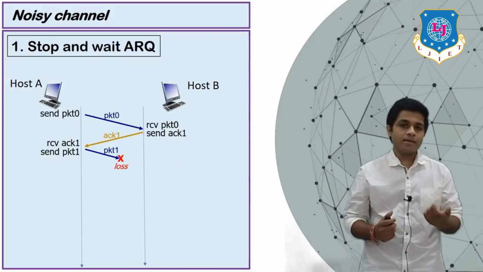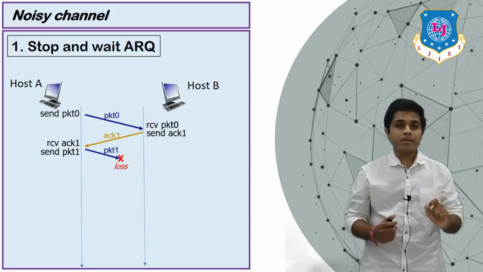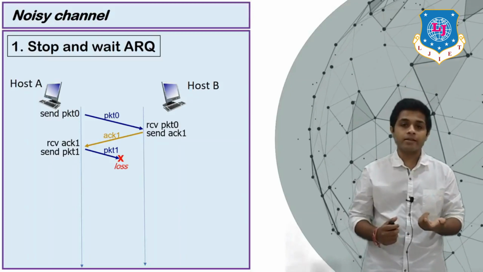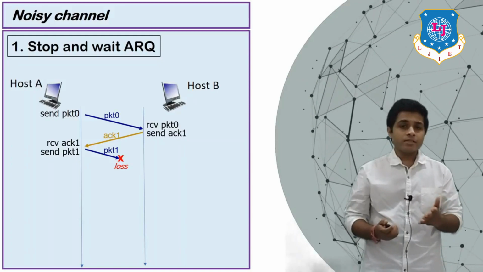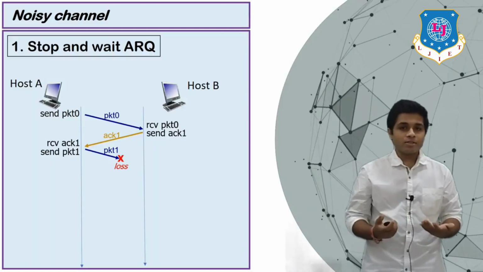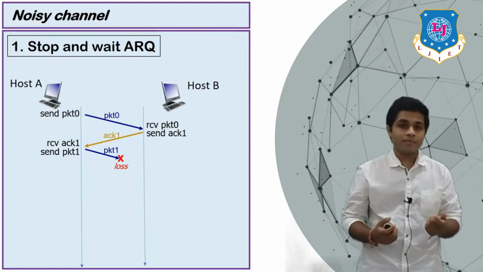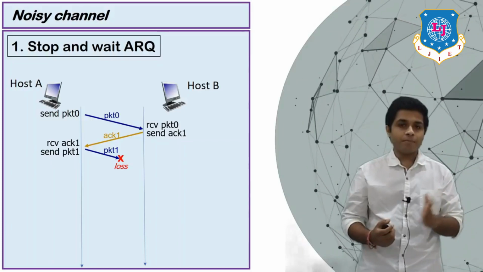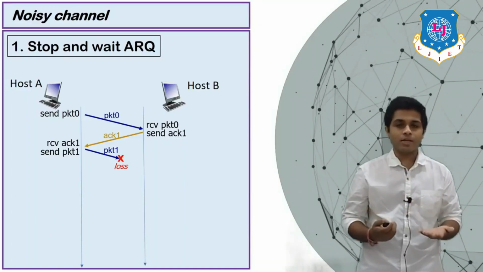Now B is expecting the packet 1. Always remember, the acknowledgement number is always 1 greater than the sequence number of the packet. So for the packet 0, the acknowledgement number is 1. But as you can see, packet 1 is lost in the link. Because packet 1 is lost in the link, B will continuously wait for the packet 1 because it has sent the ACK1, and A will wait for the ACK2 because it has sent the packet 1. Neither of the two devices knows that the packet is lost somewhere in the channel.